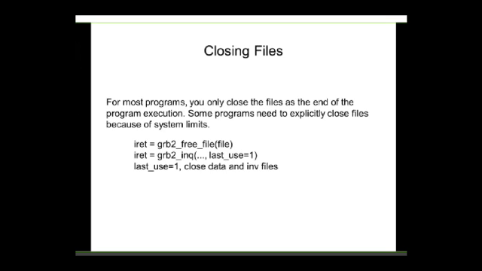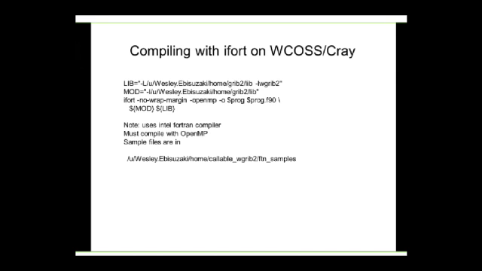Okay. And there are two routines for doing that. One is the optional argument, and one is grib2 free file. Down. Here's how to compile it. You have to include a library and include the modules where the modules are found. And you have to use I4 with OpenMP. Because I compiled the library with OpenMP, you have to use OpenMP.